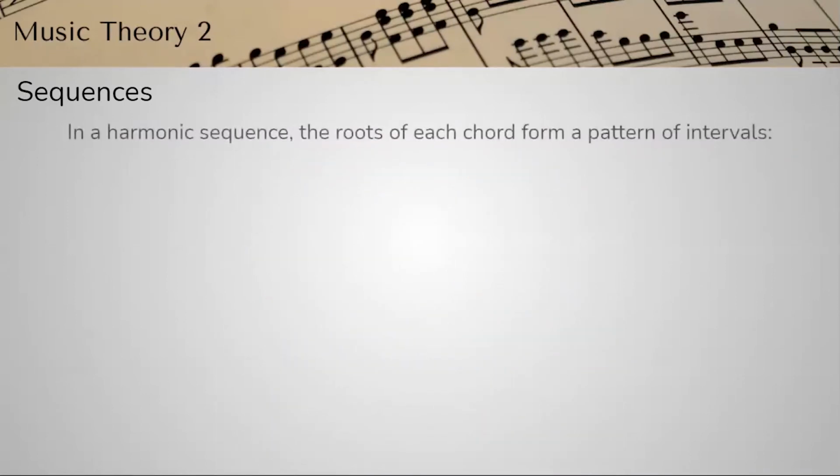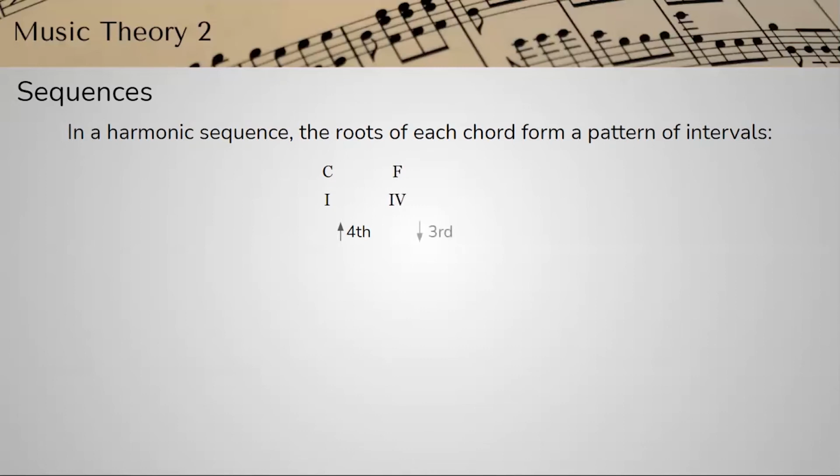So let's look at that a little bit more. So in a harmonic sequence, the roots of each chord form a pattern of intervals. So in the key of C major, we could form a sequence that starts on C, and then the root moves up a fourth to become F. So we had 1 chord C to a 4 chord F.